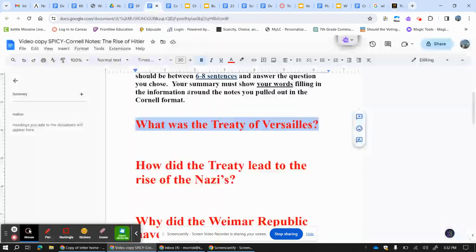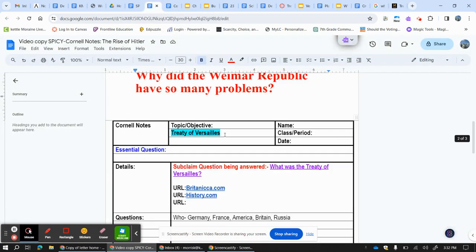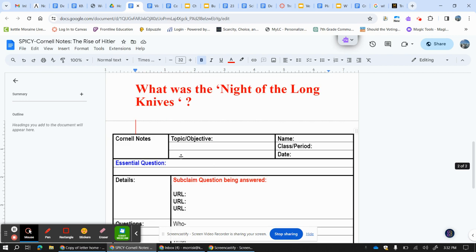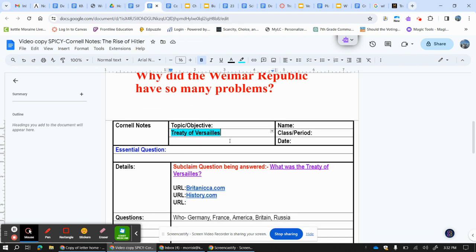Now let's go back to the actual notes. What's my topic? Treaty of Versailles. I'm going to put that right there. If you are doing how did Adolf Hitler become a Nazi, you would write Adolf Hitler. And then, of course, you'd put how did Adolf Hitler become a Nazi in this section. I put What was the Treaty of Versailles here because that is my subclaim question. I'm going to put my two sources, Britannica.com and History.com, and hyperlink them, so I know how to get to my sources in the notes.